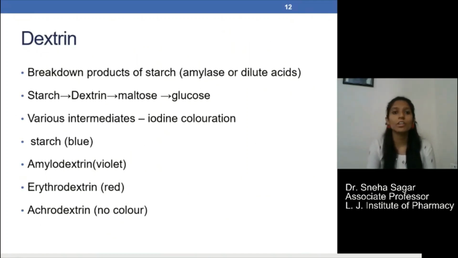Next, we have the polysaccharide dextrins. Dextrins are the breakdown products of starch. By the enzyme amylase or dilute acid, starch is subsequently hydrolyzed through different dextrins and finally to maltose and glucose. The various intermediates obtained are soluble starch, amylodextrin, erythrodextrin, and achroodextrin, and they can be identified by the iodine coloration method.